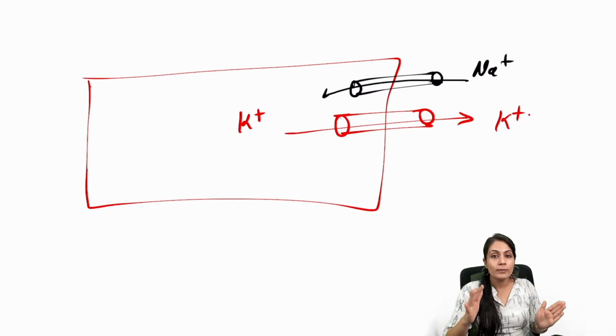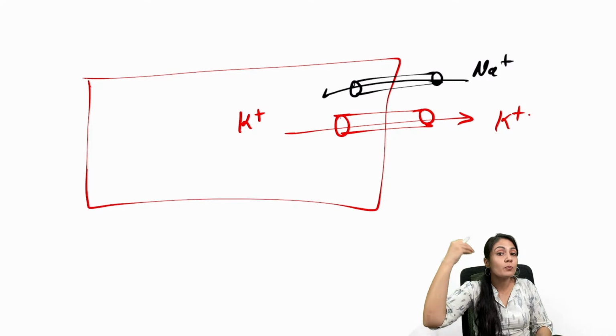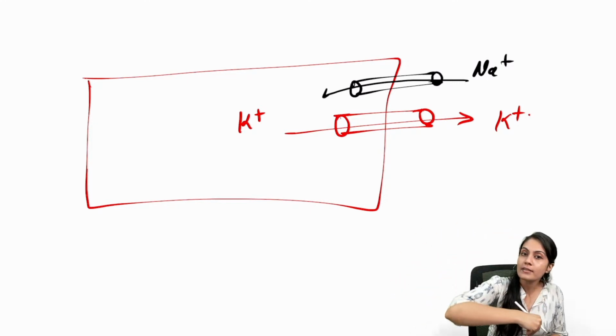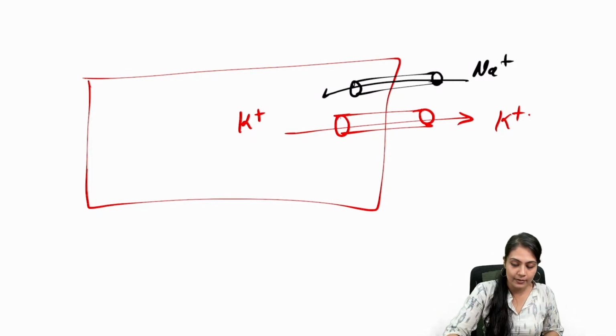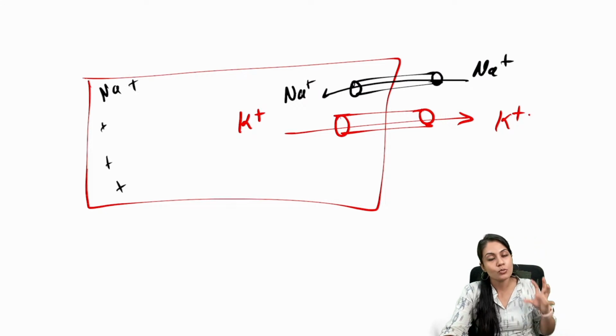If I open the sodium channels, what is going to happen? Sodium is more outside, so it wants to come inside the cell. It will bring its positive charge with it inside the cell, and it will make the cell positive also. So the cell will become positive. That means it is going to cause the depolarization, right?